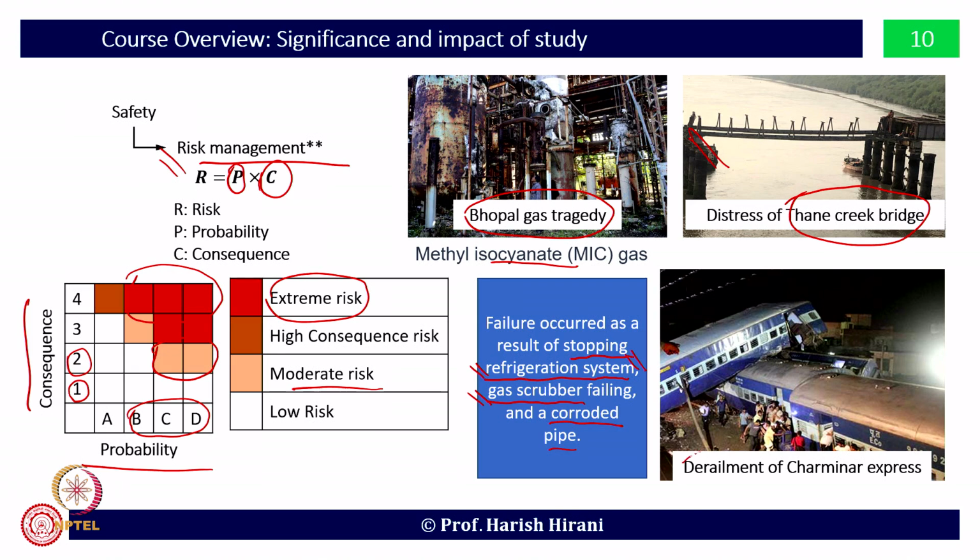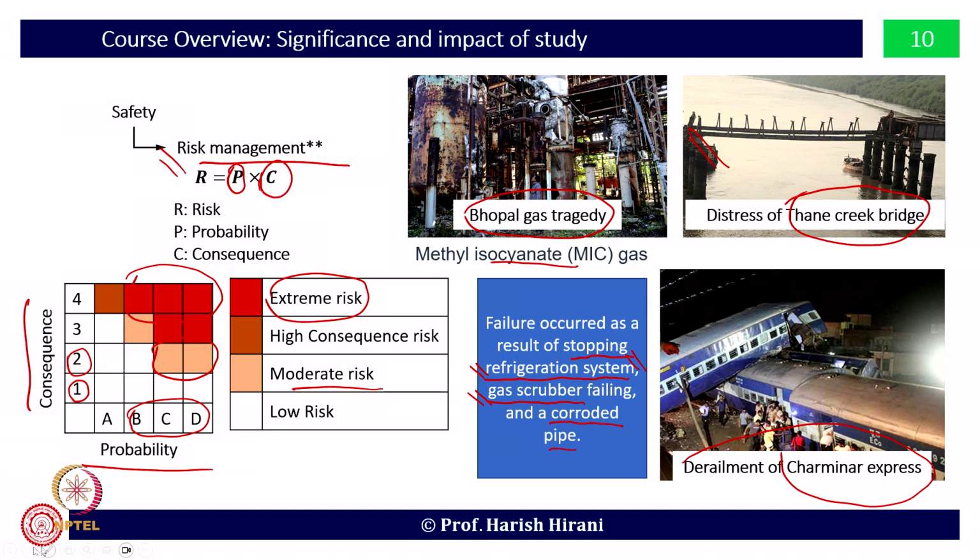We know about the derailment of the Charminar Express. We know very well that if the tracks are not kept well, maybe not maintained regularly, there will be problems. Even the railway track comes under wear phenomena, or the failure happens because of wear, and we need to think about how surface engineering should be utilized effectively to avoid this kind of failure. So, these are the important things.